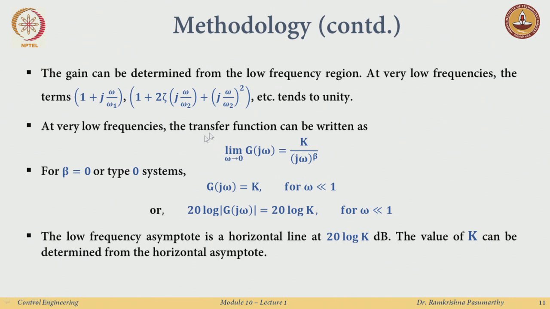So, at low frequencies I am just interested in these kinds of things, where beta is the type of the system. If it is a type 0 system, G of j omega equals K for very low frequencies, or in the log scale 20 log |G(j omega)| would just be 20 log K. The low frequency behavior is then just a horizontal line at 20 log K, a constant line across all frequencies if I keep on drawing this. So, this is the low frequency behavior when I have a type 0 system.